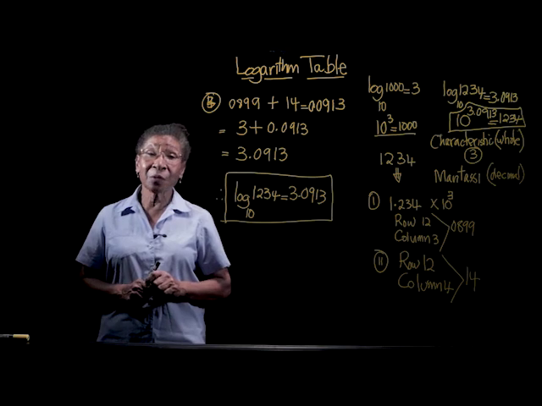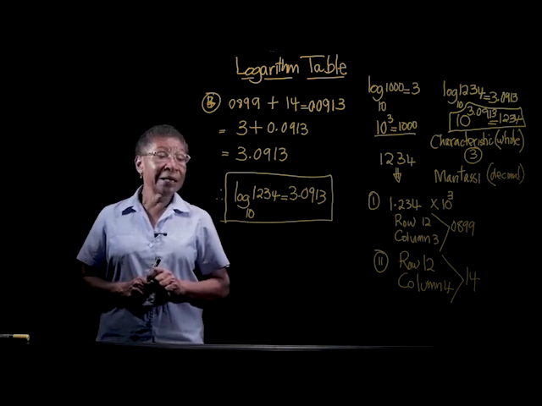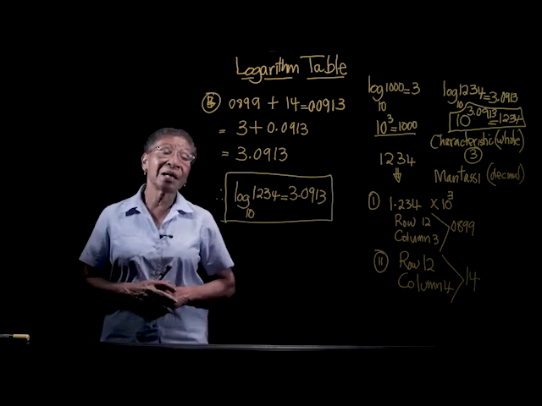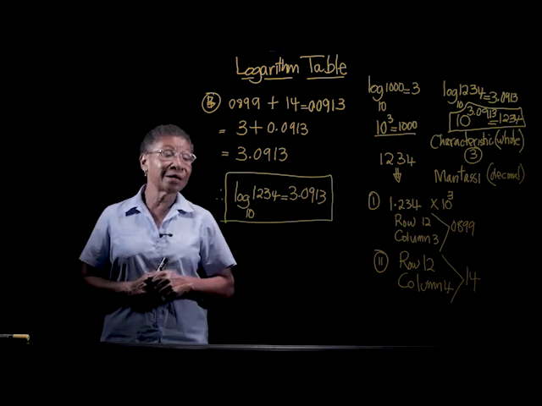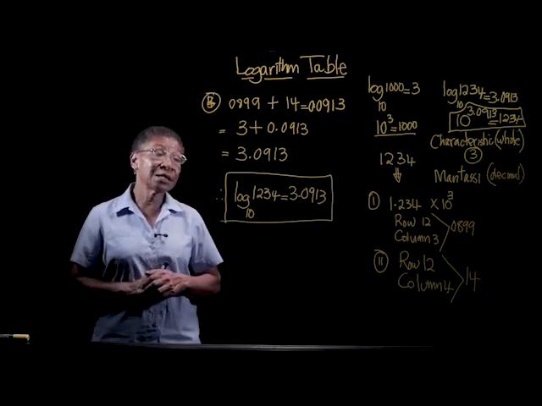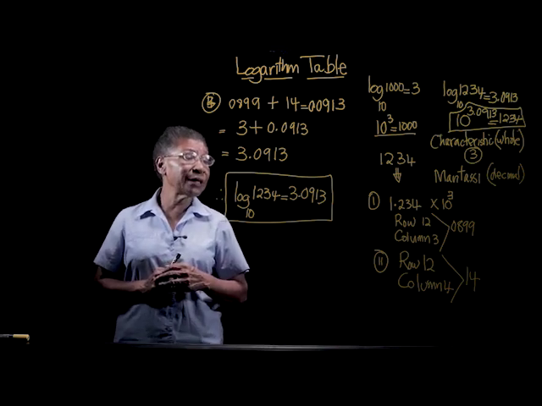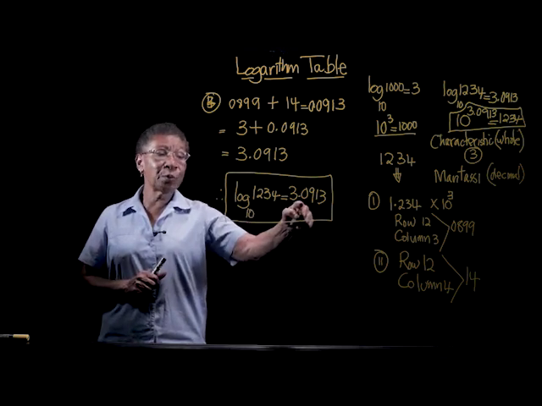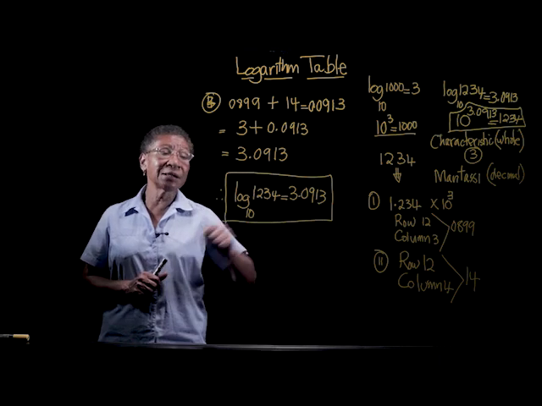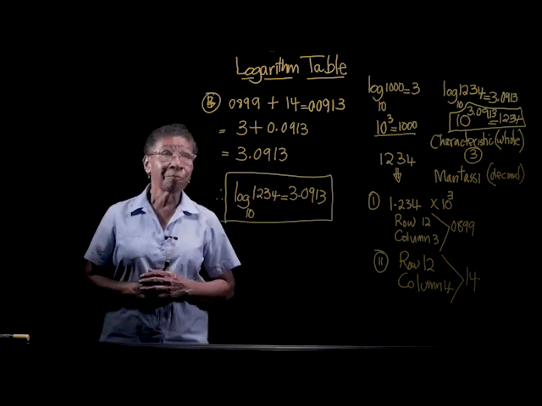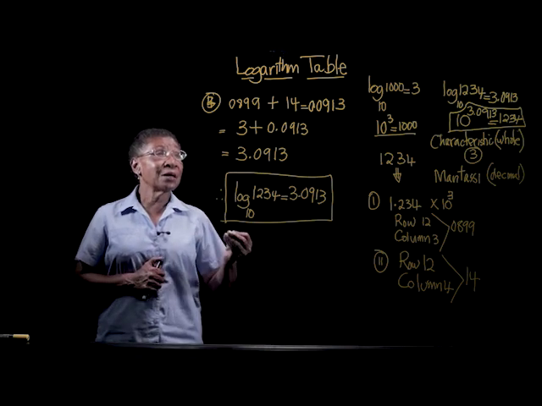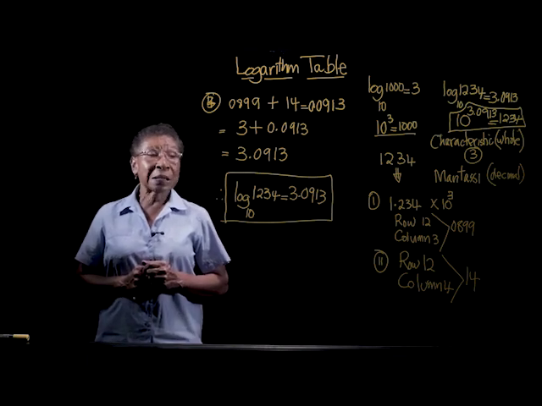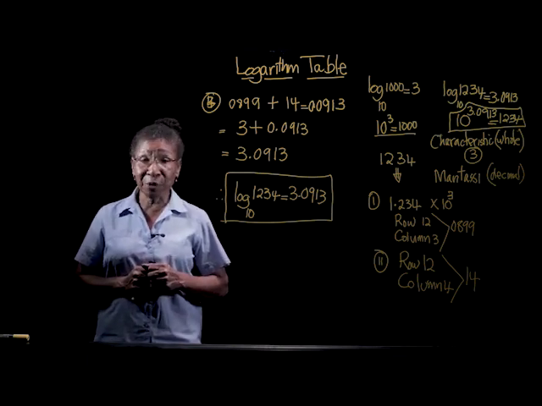Now, we have used the logarithm table to simplify the logarithm expression. Log base 10 of 1234 is equal to 3.0913, where the base is 10, the power is 3.0913, and the result is 1234. That brings us to the end of the lesson, an example of how we could use the logarithm table to calculate the value of a logarithm expression.